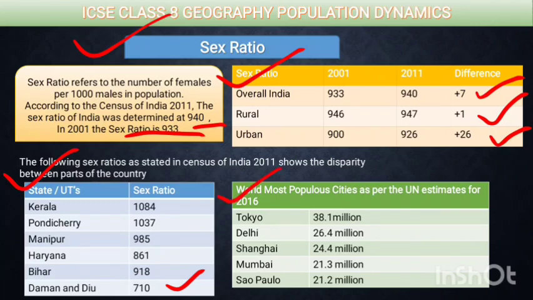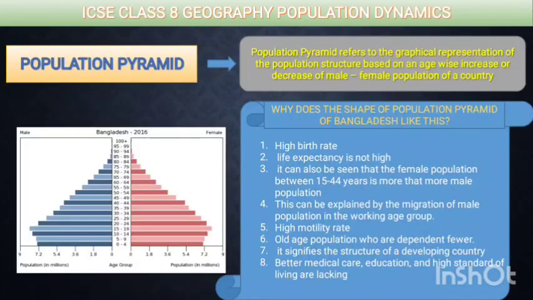Okay, the world's most populous cities as per the UN estimation, according to 2016 data: Tokyo is 38.1 million, Delhi is 26.4 million, Shanghai is 24.4 million, Mumbai is 21.3 million, and Sao Paulo is 21.2 million.